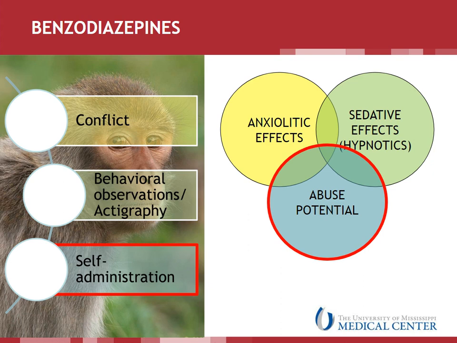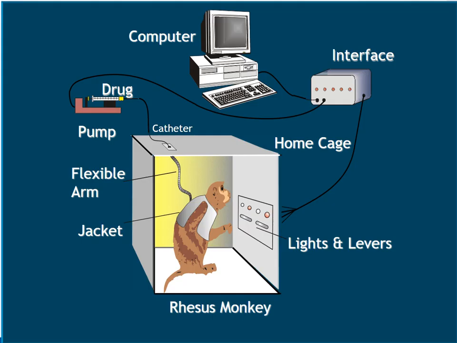Finally, the abuse potential or reinforcing effects of benzodiazepines also can be measured in Rhesus monkeys using the drug self-administration model. In this model, monkeys are implanted with a chronic intravenous catheter and fitted with a jacket and flexible tether to protect the catheter. An operant panel containing levers and lights is mounted on the side of the monkey's cage so that the animals can now respond for intravenous drug delivery in their own home cage.